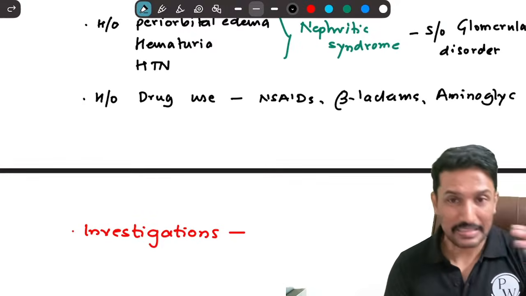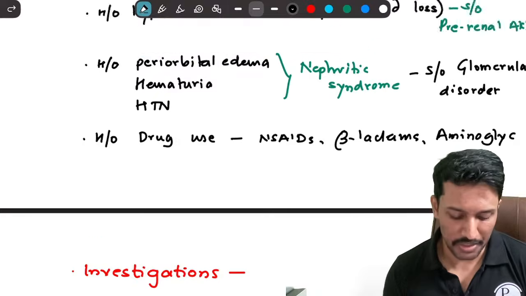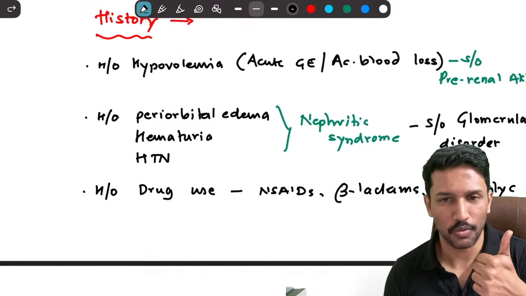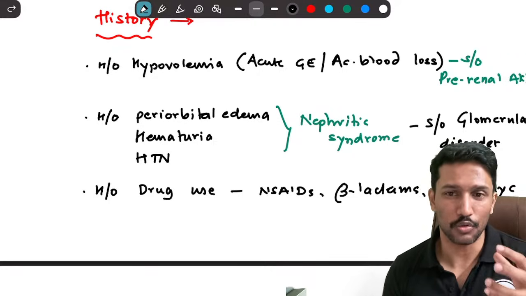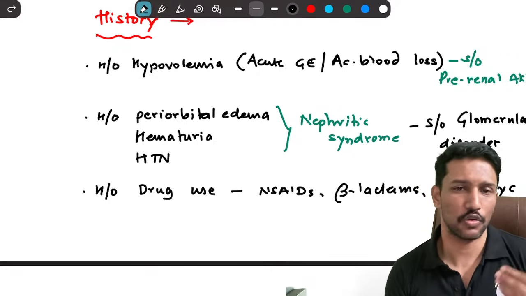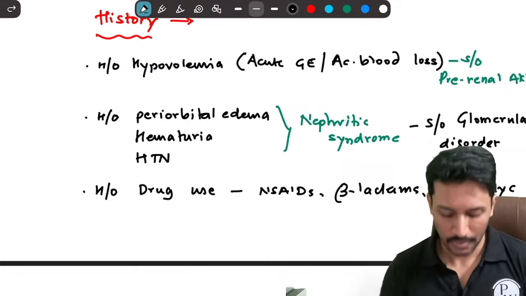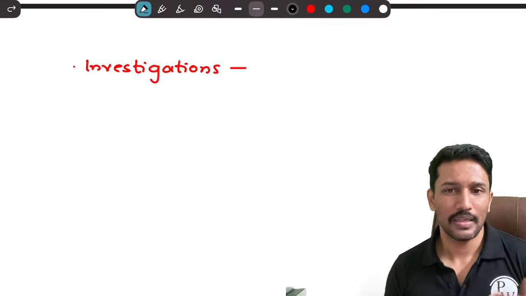So all these history should be documented. So please mention 2-3 points at least. You should be looking at the history of volume loss, the history of nephritic syndrome as a presentation, and the history of drug use. That might give you the clues. Further, we have to rely on the investigation.